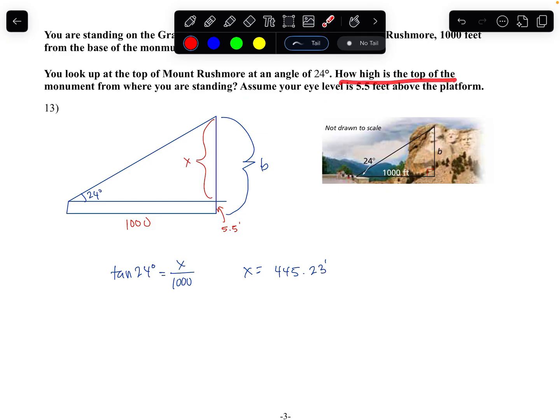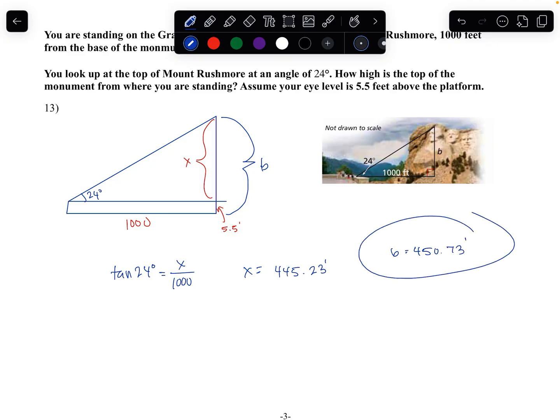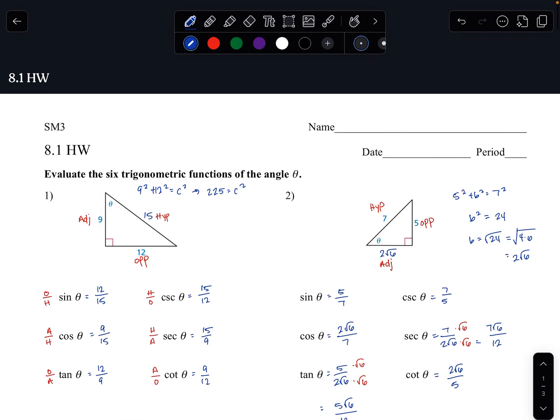But how high is the top of the monument from where you are standing? So standing would be here. So then we found X, add 5.5. So plus 5.5 feet. And you get that the actual height, we'll say B, is equal to 450.73 feet. Okay, and that should do it for 8.1.